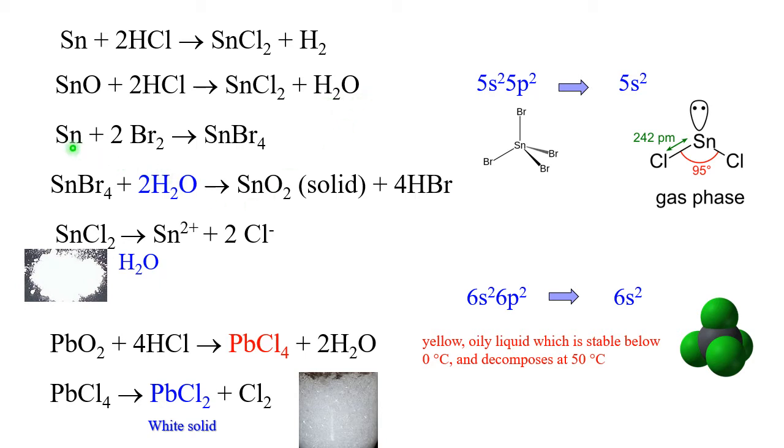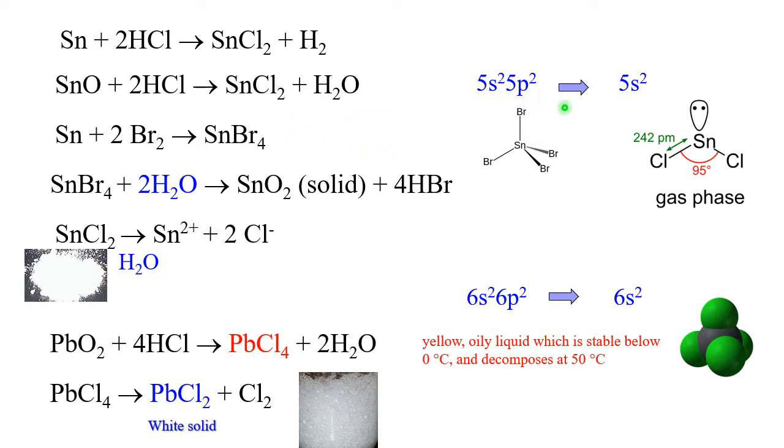However, if you run the reaction with halogens, you'll have bromide and chloride. So Sn plus 2Br2, you have tetrabromide, which will be a tetrahedral molecular compound, which is a solid that can easily liquefy. Same molecular compounds as germanium, silicon, and carbon will make under this condition.